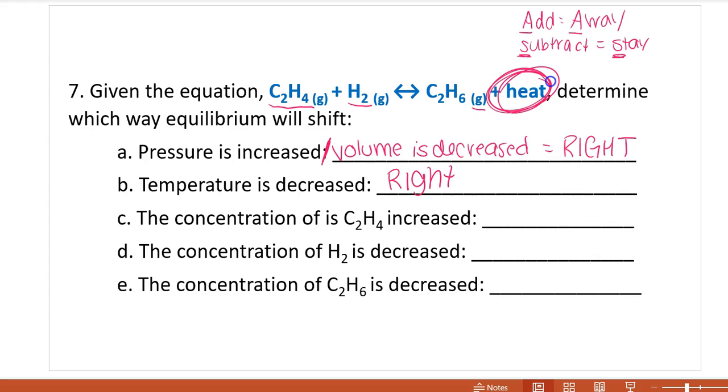C. Concentration of C2H4 is increased. That means I'm adding it. If I add it, it shifts away. C2H4 is on the left. If I add it, it's going to shift away. It's going to shift to the right.